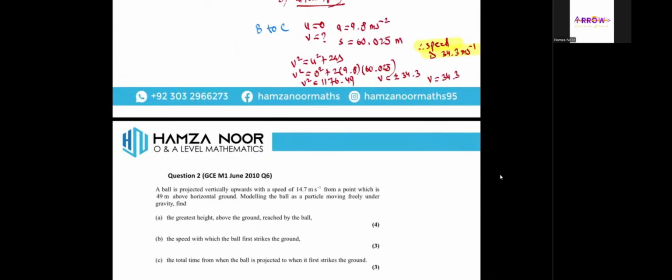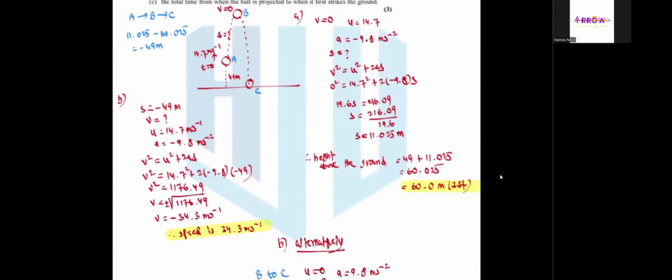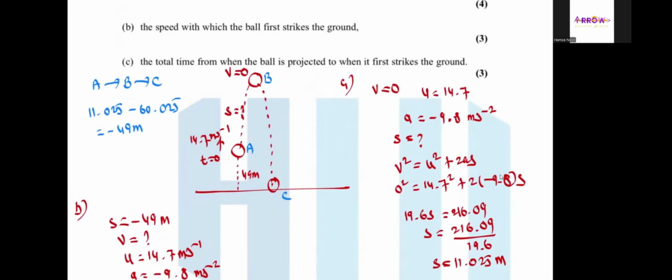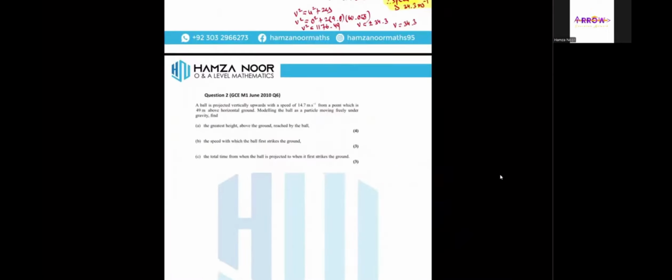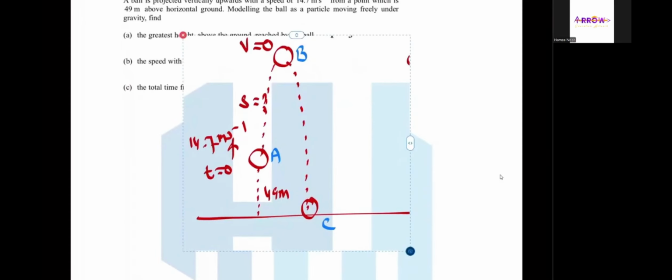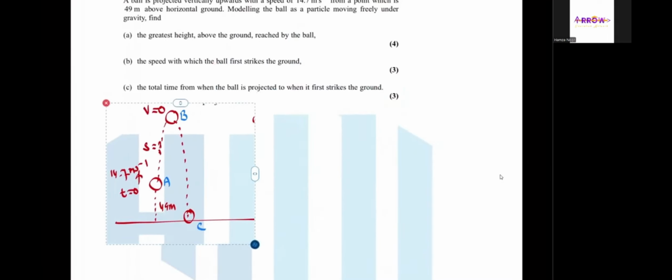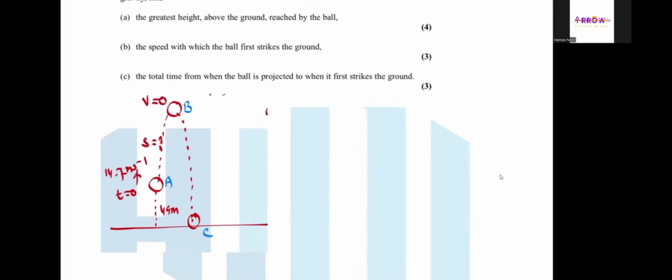If I first bring the sketch on the next page, this would be more comfortable. I'll bring the picture of the sketch which I made on the next page. So I need to find the total time when the ball is projected to when it first strikes the ground, meaning I'm considering this complete journey from point A to point B to point C. So displacement is obviously minus 49 meter.